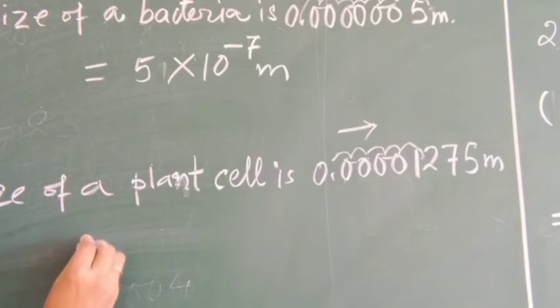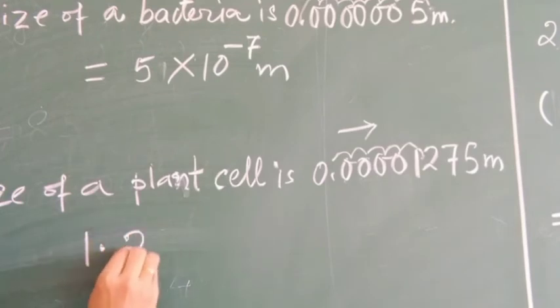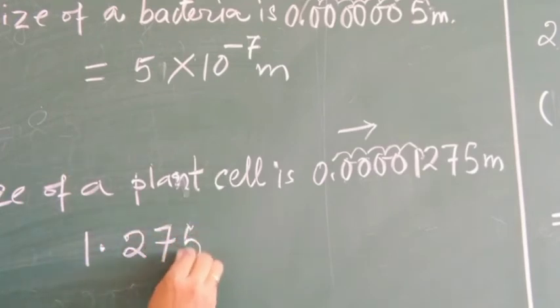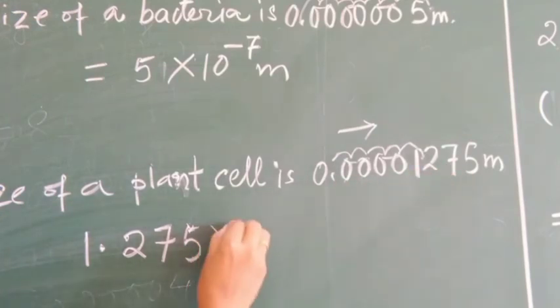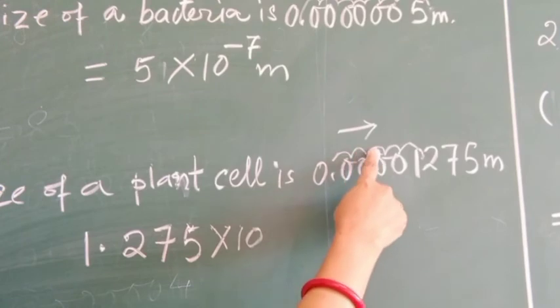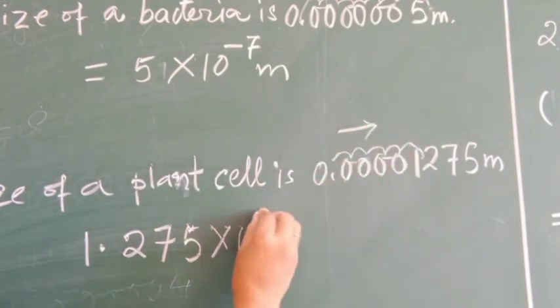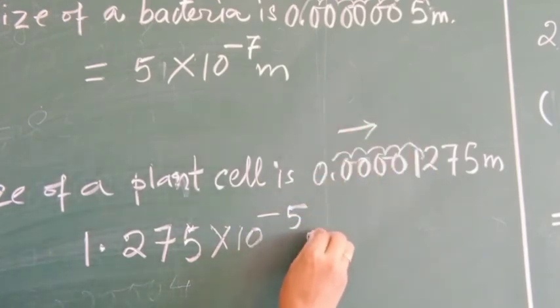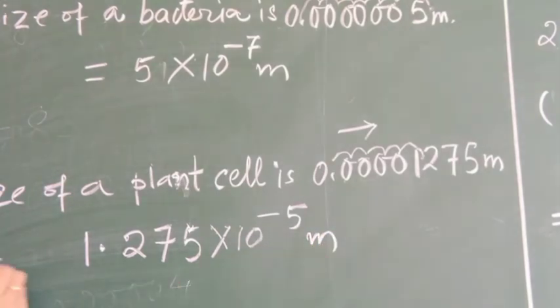So the answer is 1.275 into 10 to the power, how many places? 1, 2, 3, 4, 5. 10 to the power minus 5 meter. Size of a plant cell is equal to 1.275 into 10 to the power minus 5 meter.